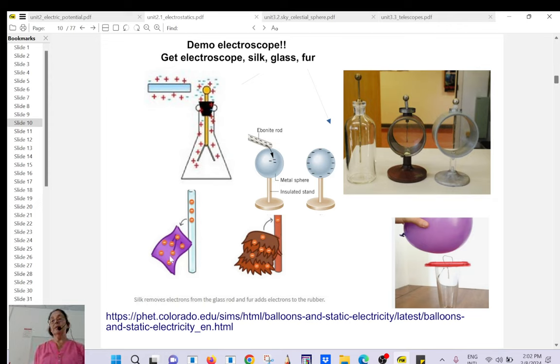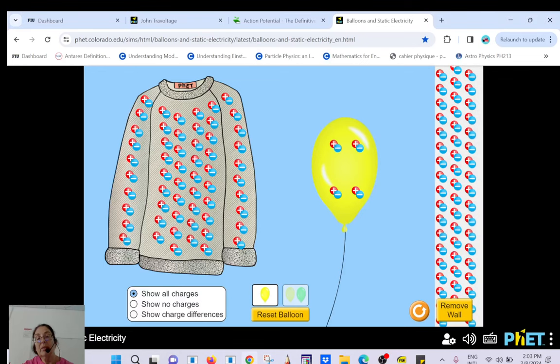Now, if you have silk and glass, it will be the opposite. Silk has more affinity for electrons, so it will take the electrons from the glass, and the silk will become negatively charged, and the glass will become positively charged. So there is a transfer of charge. However, the charge cannot spread all over because it's not a conductor. Okay, so there are so many demos you can do if you want to do a demo.